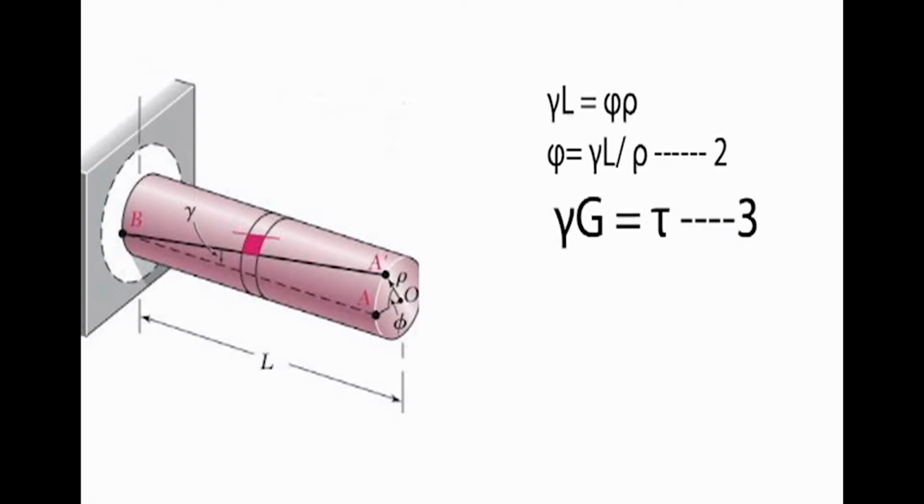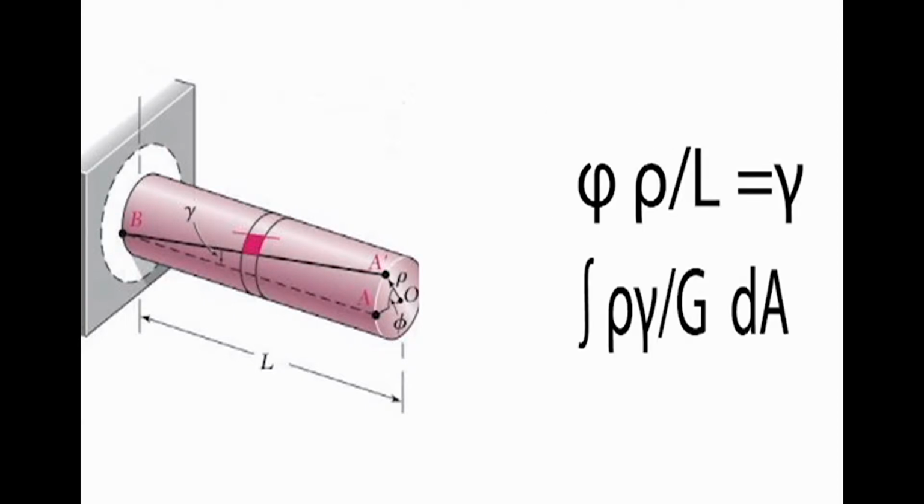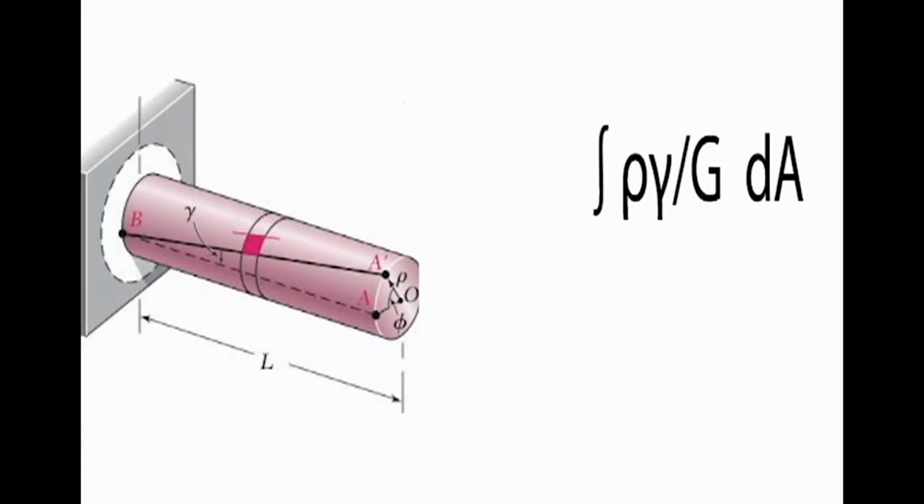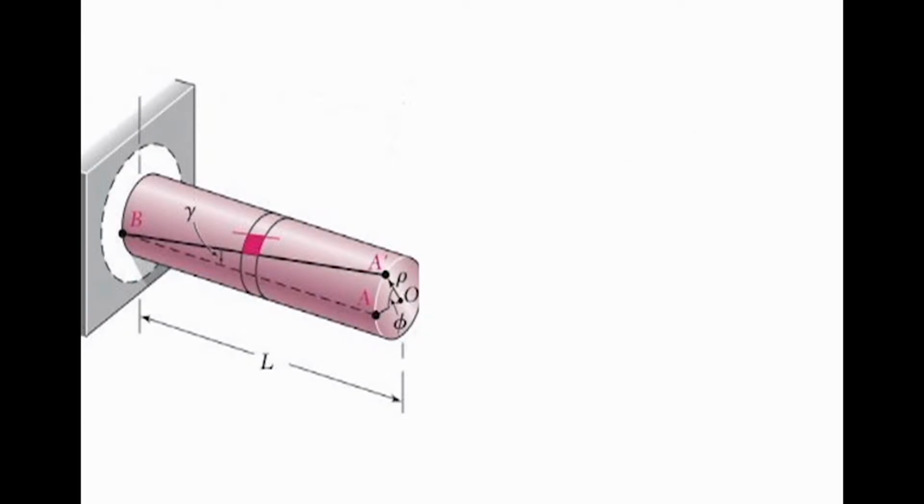Substituting the value of gamma in the above equation, we get a relation between the torque applied and the angle of twist. Phi rho over L equals gamma. Relating equations 1 and 3, we get the integral of rho gamma over G dA, or the integral of rho phi rho over G L dA.